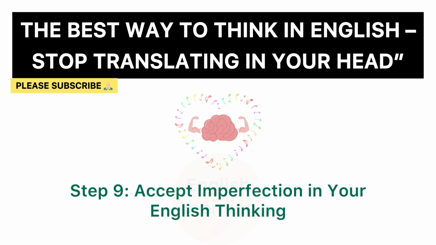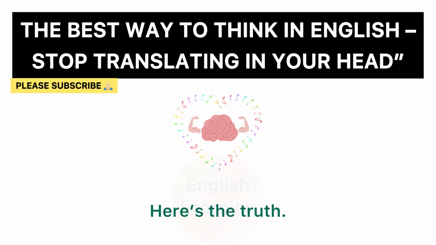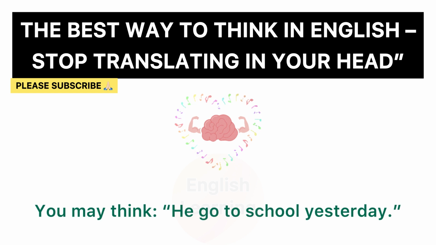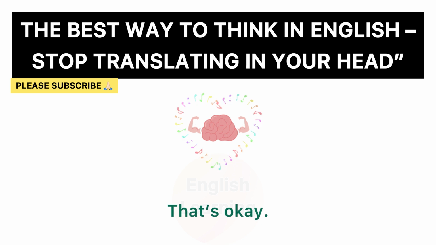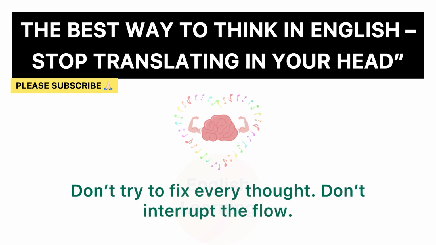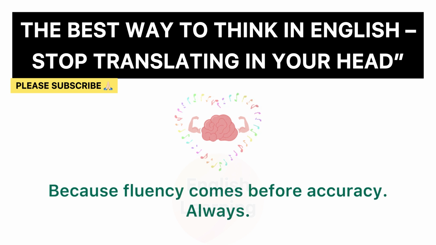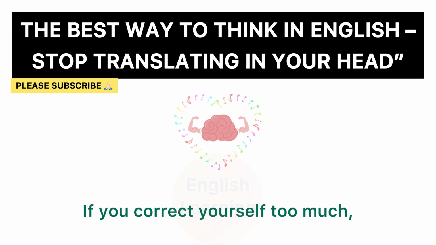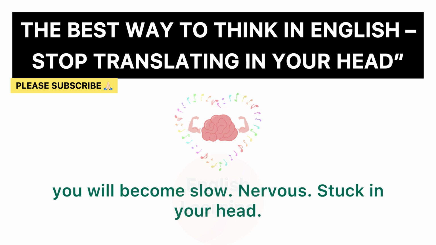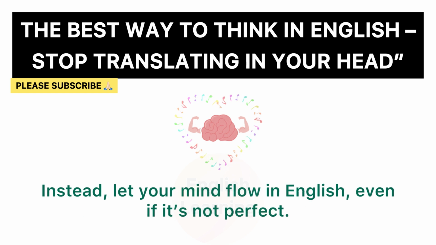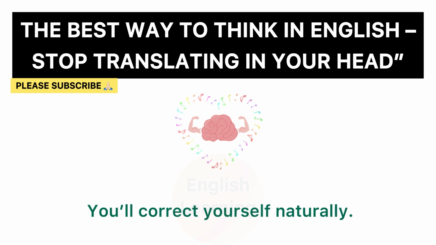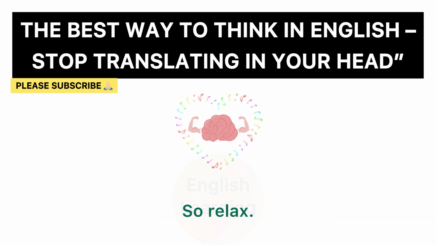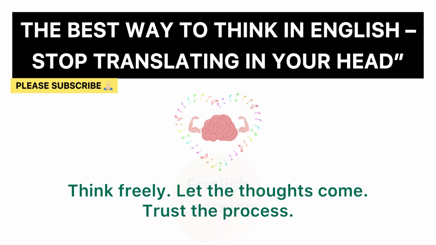Step 9. Accept imperfection in your English thinking. Here's the truth. You will make mistakes in your thoughts. You may think, he go to school yesterday. And you'll wonder, wait, is that right? That's okay. Don't try to fix every thought. Don't interrupt the flow. Why? Because fluency comes before accuracy, always. If you correct yourself too much, you will become slow, nervous, stuck in your head. Instead, let your mind flow in English, even if it's not perfect. Later, when you read or listen, your brain will notice patterns. You'll correct yourself naturally. So relax. Think freely, let the thoughts come, trust the process.